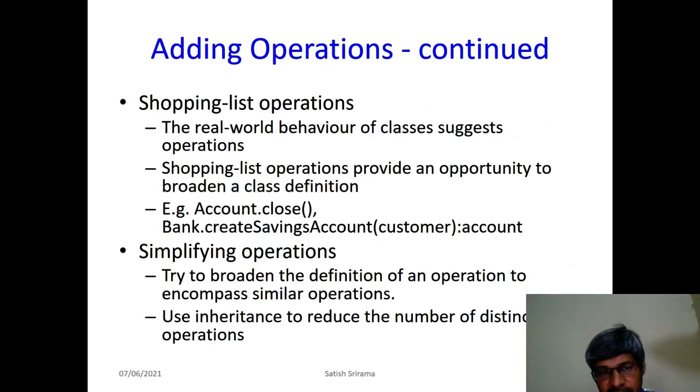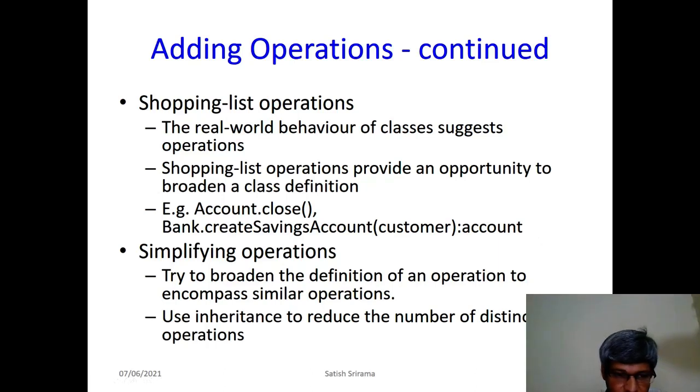And there are also shopping list operations. They are actually called shopping list operations. The real world behavior of a class suggests these operations. For example, if you are creating an account, you should be closing that one as well. Say you want to create a savings account for a particular customer. These are different sorts of operations. These are called shopping list operations. They provide an opportunity to broaden the class.